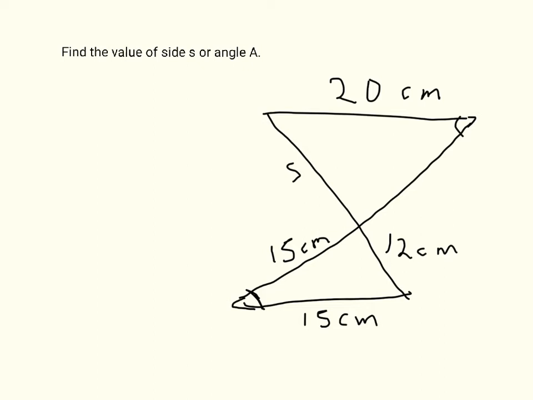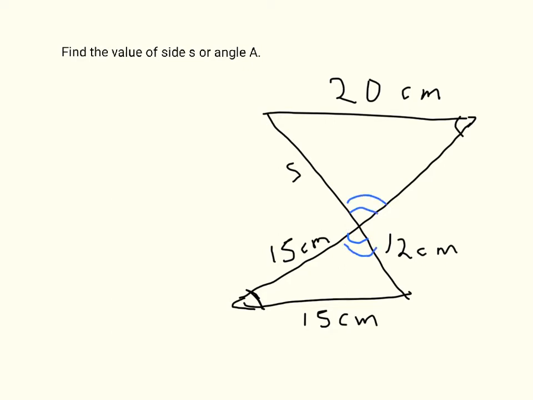This is a diagram of a typical, it looks like an hourglass problem where you have 2 triangles and they have an angle that is created by the intersection of 2 of the segments, which creates vertical angles here and here. So we could just put in here that these 2 angles are the same size.